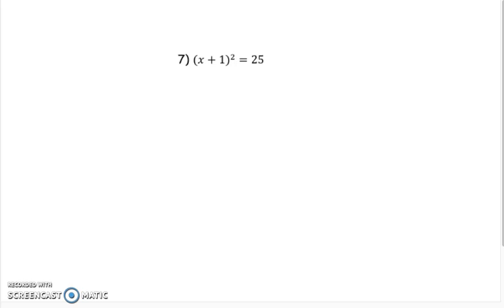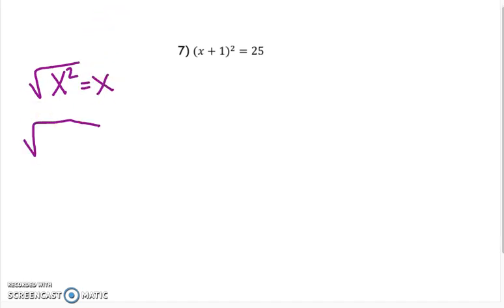Okay, so the last two examples are a little bit more tricky here because what we have is parentheses squared. But remember earlier we talked about how the square root of x squared gives us x. So when we take the square root of anything squared, that's what we're going to get as well. So if I take the square root of anything squared, I end up with just the thing that's in the parentheses. I can put anything in this parentheses and this is going to work.